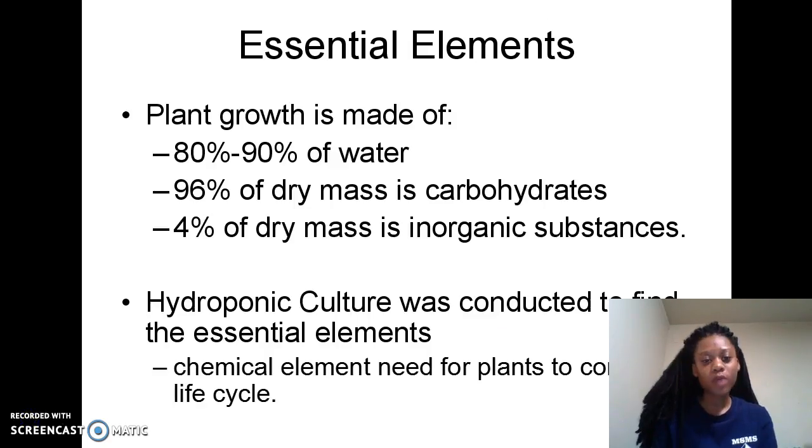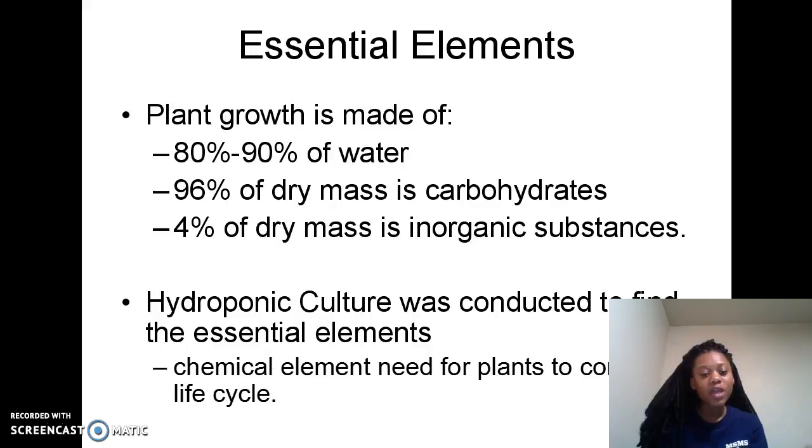So now that we have discussed what essential elements are, we're going to talk a little bit more about them. Essential elements make up about 80 to 90% of the water that's found in plants. Once you take a plant and you completely dry it of all its water, you have the dry mass. 96% of that is carbohydrates, and the remaining 4% are inorganic substances. So that shows just how small of an amount you have of inorganic substances in a plant, but still it is so important.